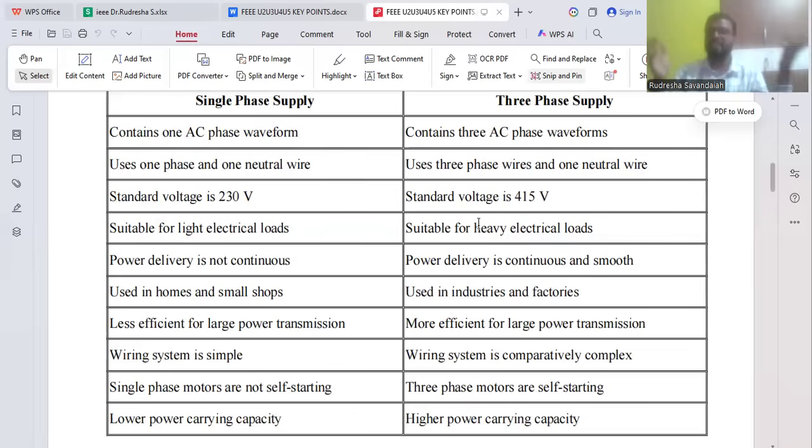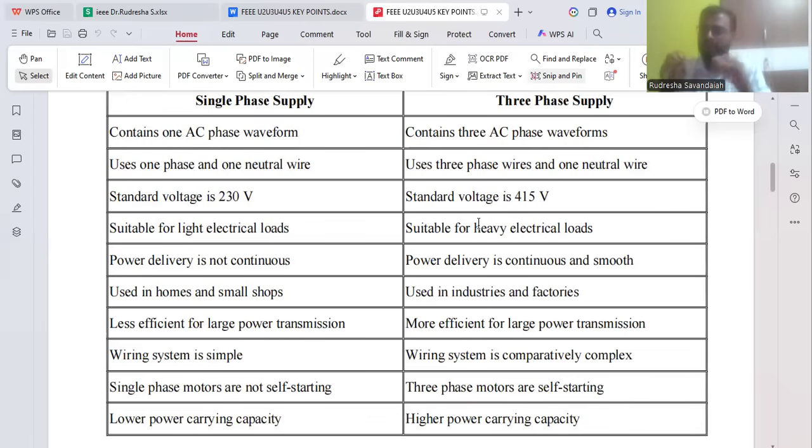Single phase is suitable for light electrical loads, while three phase is suitable for heavy electrical loads. In single phase, power delivery is not continuous, while in three phase, power delivery is continuous and smooth. Single phase is used in homes and small shops, while three phase is used in industries.